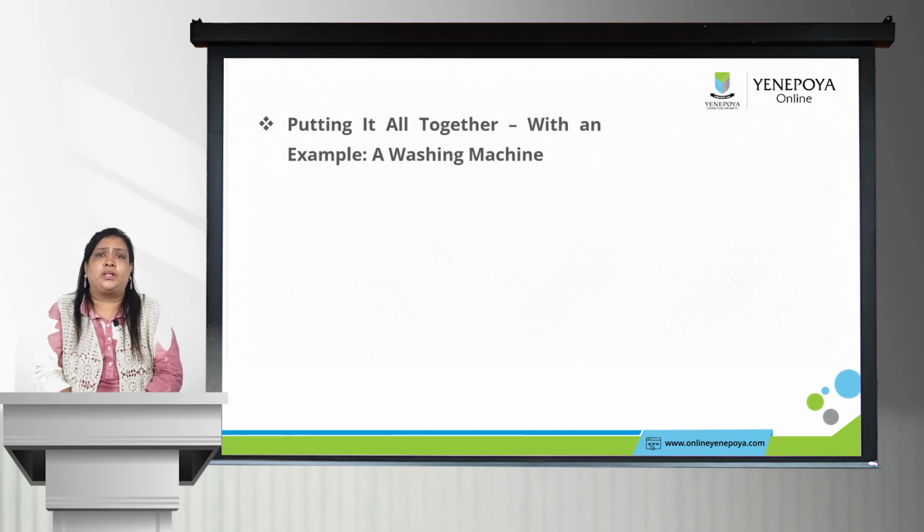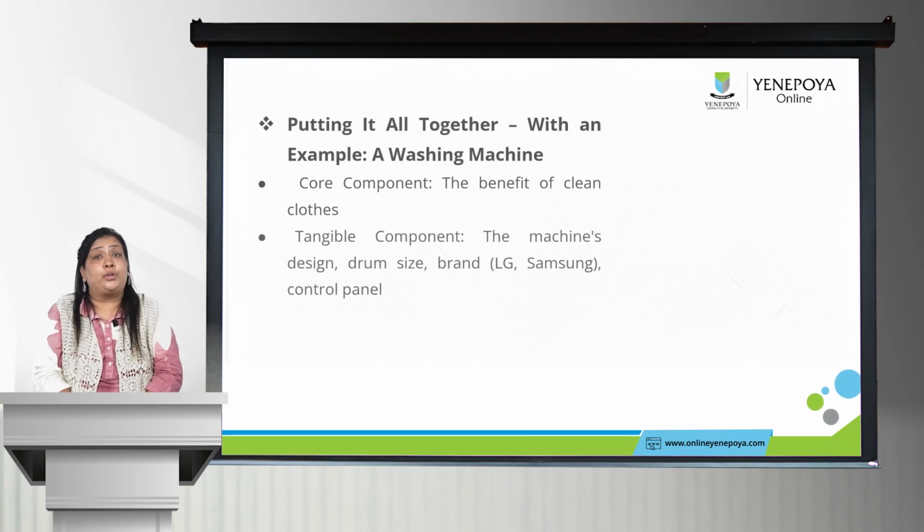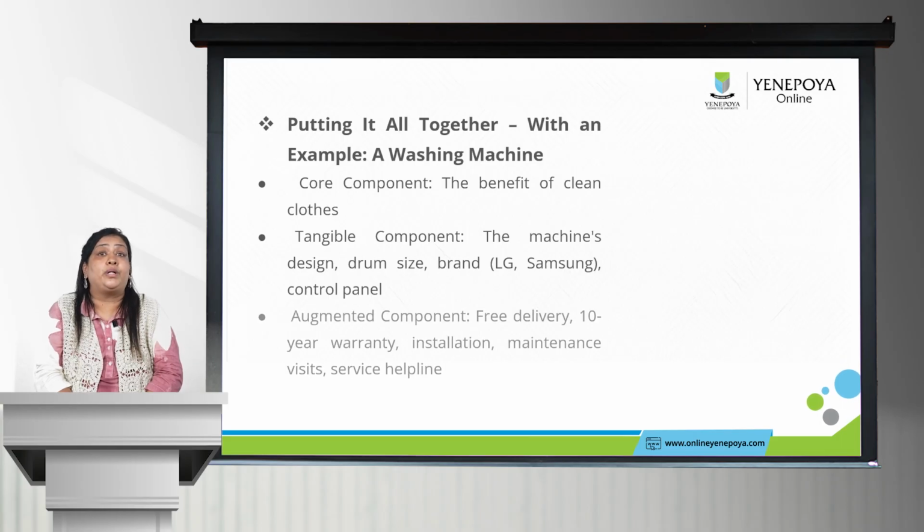Putting it all together with an example, a washing machine. Let's take a complete look. Core component: the benefit of clean clothes. Tangible component: the machine design, drum size, brand, control panel. And the next one is the augmented component, that is free delivery, 10-year warranty, installation, maintenance visits, service helpline.